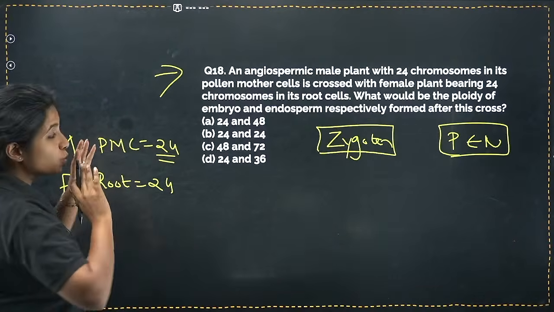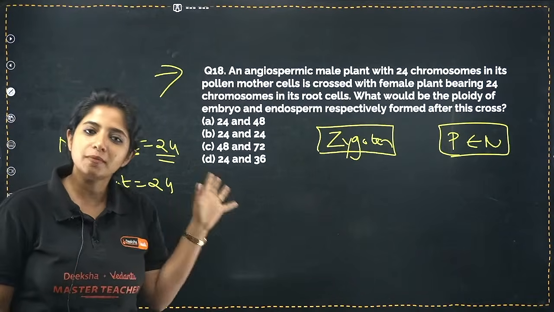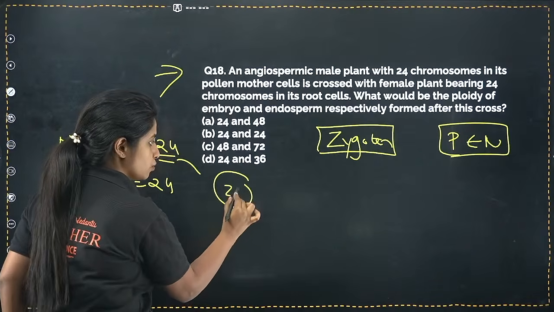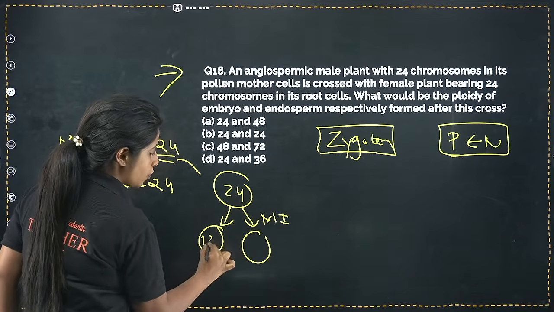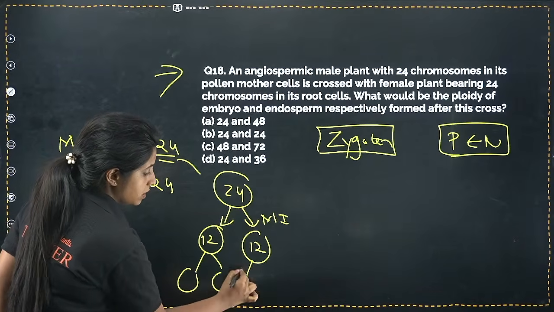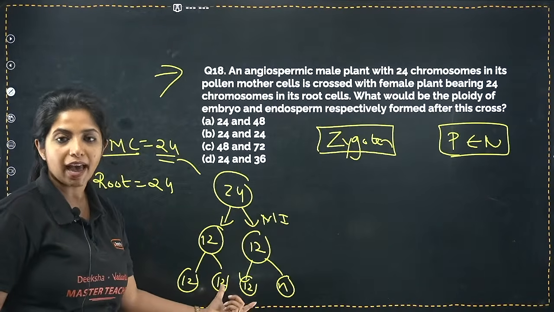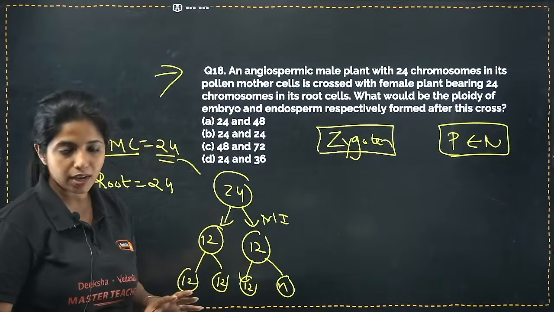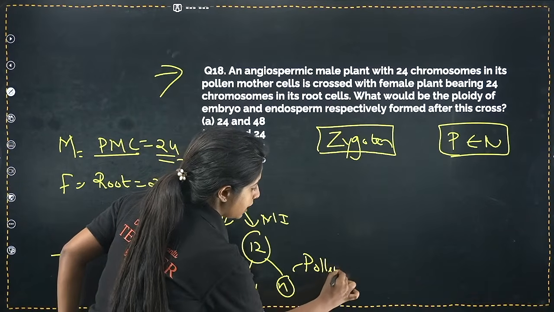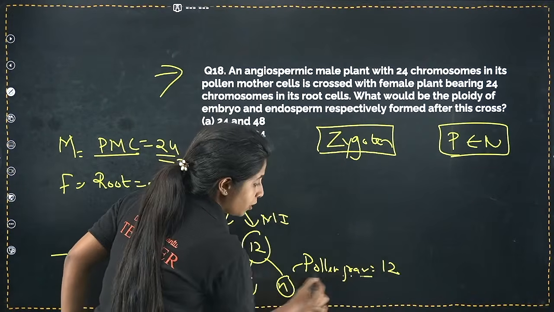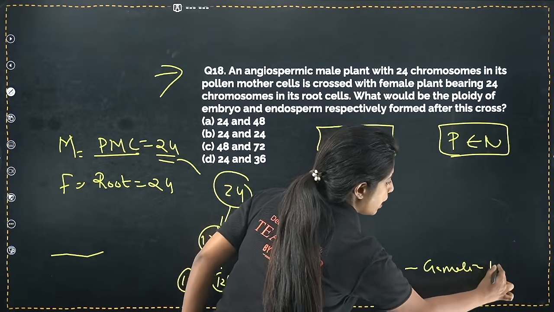Listen to me very carefully. It's very simple. They make it complicated for you guys. This is a pollen mother cell. That means a normal cell, which has 24 chromosomes. When this pollen mother cell undergoes meiosis, when the first meiosis gets completed, you have half the number of chromosomes, 12. At the end of the second meiosis, you have 4 cells with 12 chromosomes. These 4 cells are microspores, and they are going to form the pollen grains. So the pollen grain has 12 chromosomes, and the pollen grain undergoes mitosis to form the gamete. So the male gamete is also going to have 12 chromosomes.